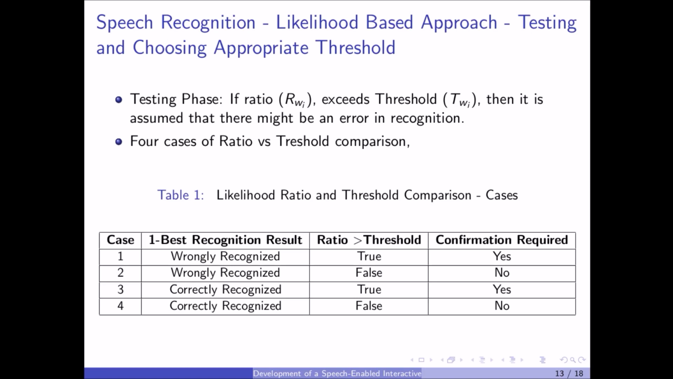For case 3, it also does not pose a serious issue. The question would be redundant, but still it is fine. But case 2 poses an issue and needs to be avoided at all costs. In this case, although the recognition is wrong, the confirmation will not be asked since the ratio is not greater than the threshold. So it causes a problem. So this should be avoided, and our threshold is mainly set with these consequences in mind.